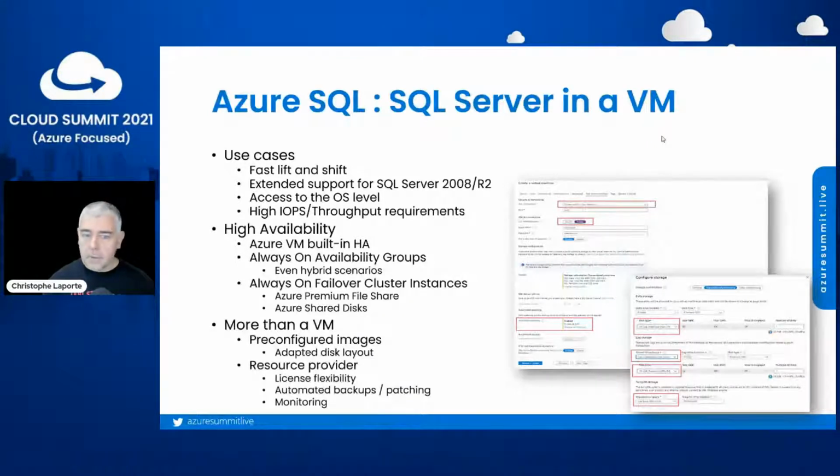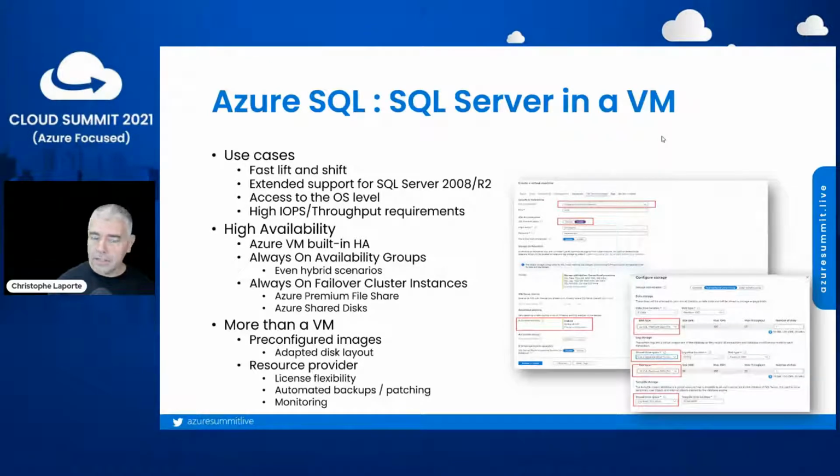A VM has, by default, a kind of high availability. It means that if your host crashes on Azure, Microsoft is responsible for running your VM on another host. So you are protected from hardware failure. But if you want to protect your database from failures, you can also use Always On availability groups or Always On FCI, failover cluster instances, as you do on-prem. That's exactly the same technique, the same behavior.